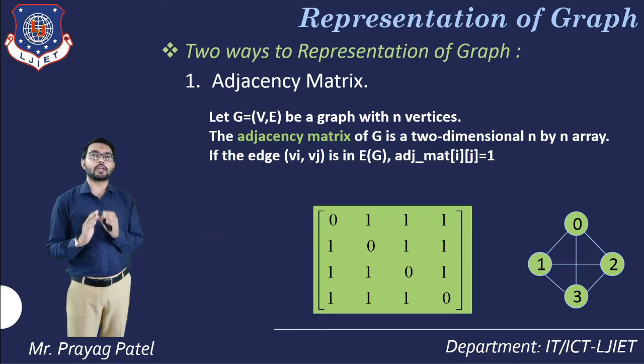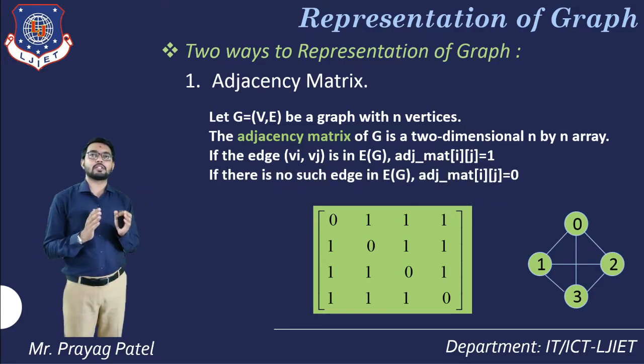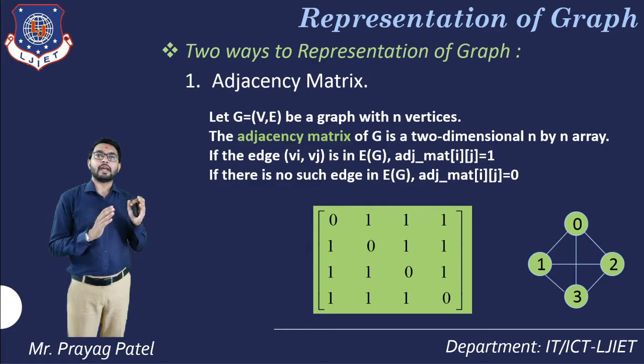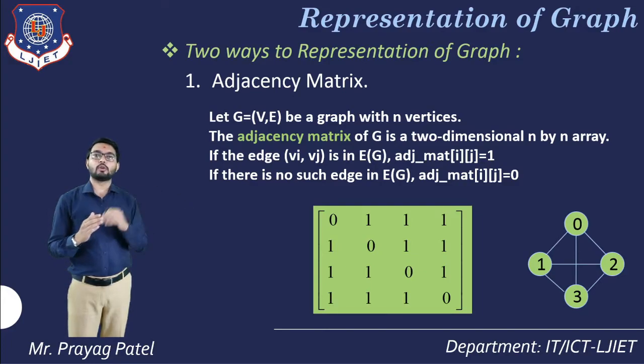Then consider the location. For example, if a path is available from 1 to 2, then that location is considered 1 and all remaining locations are considered 0. If there is no such edge in E, the adjacency matrix ij equal to 0, meaning no path is available from that node to the other node, then the value is 0.